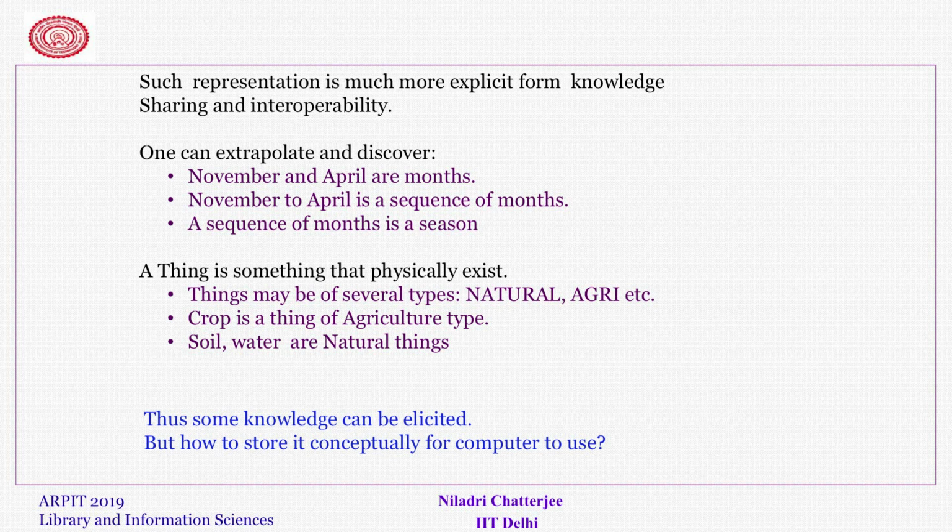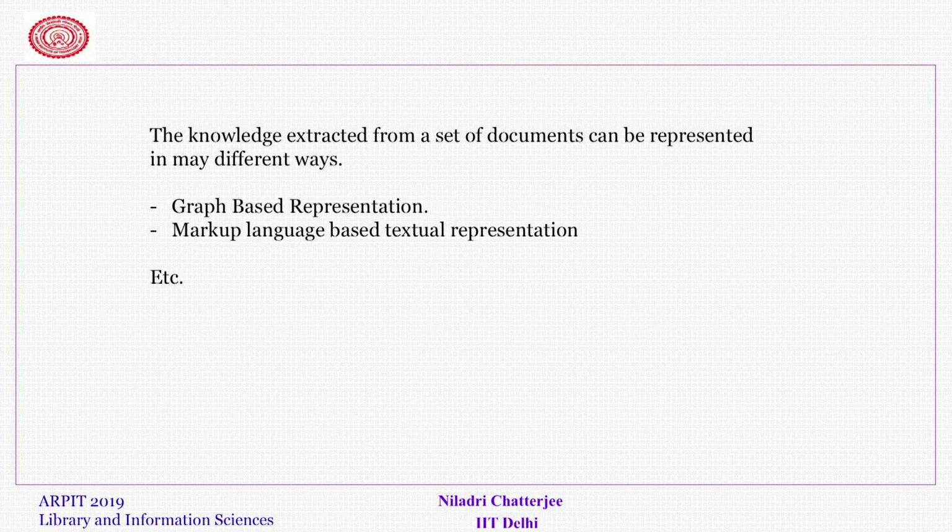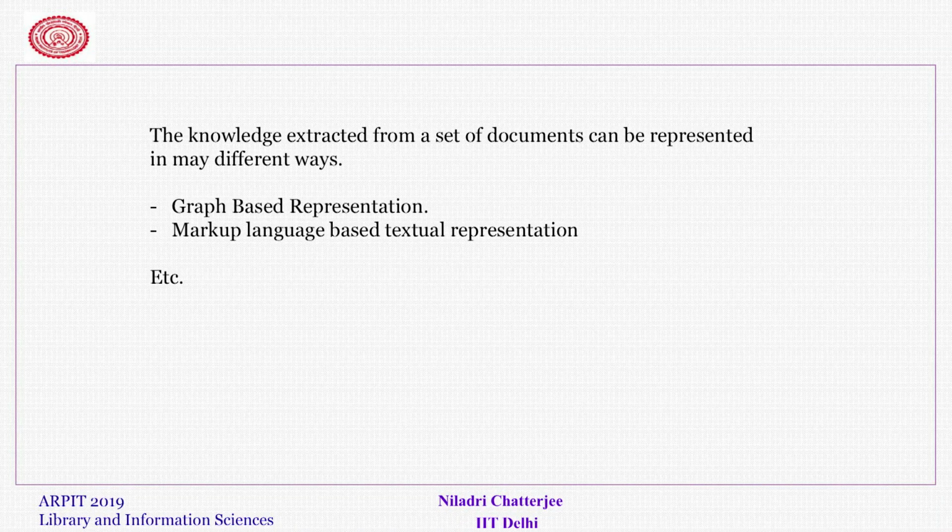Now the question is how to store this knowledge conceptually, what I was saying in a semantic space. There are many techniques for that. For example, one is graph based representation. The entire knowledge with respect to a particular domain can be put in the form of a graph, so that we can understand the relationship between different entities that are pertaining to that domain. And also another thing is what is called a markup language, and we can use different tags for textual representation of the information given in a particular text.